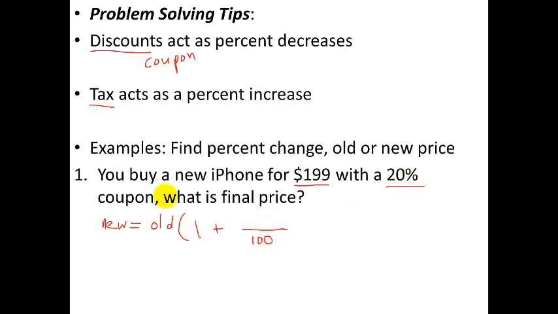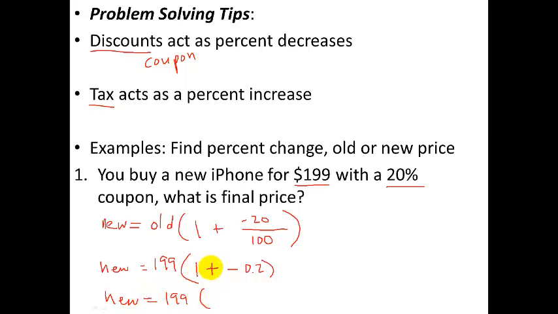So the percent change was a 20% coupon. Well, remember a coupon is a decrease, so we'll put in here negative 20. Okay? So this is going to be new price equals old price, which was $199, times 1 plus 20 divided by 100 is 0.2, but we're subtracting it, right? Negative 0.2. So we have that the new price is $199 times 1 plus a negative 0.2 is the same as 1 minus 0.2, which is 0.8. So our final answer here, if I grab a calculator real quick and I type in 199 times 0.8, I get $159.20. Okay, so that would be the price of your iPhone.